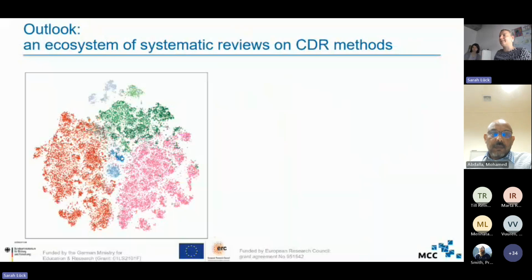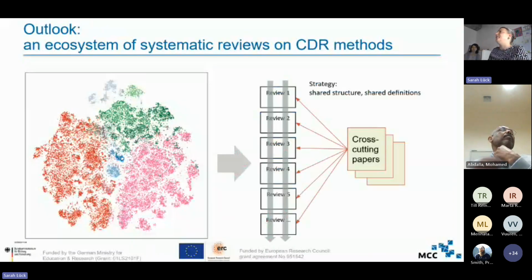And the second outlook is, of course, what I gave is just brief, an overview on the whole literature, but we need to go more into the details and see what potentials are there.